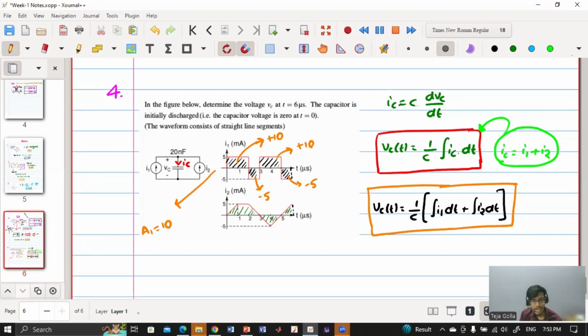Milli into micro, right? I into T. Integral I dt. So I into T, which is milli into micro. So we have 10 nano. Got it? Now, if you see here, we have to break down into small triangles also. Got it? Fine.